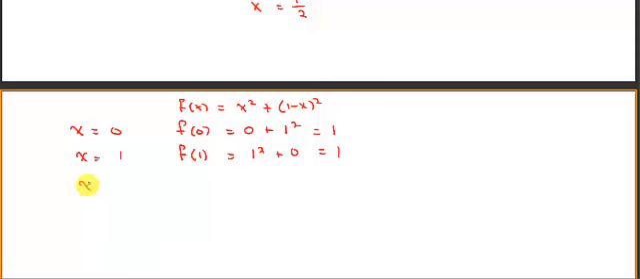And when x is equal to 1/2, we'll have 1/2 squared, which is 1/4, plus 1 minus 1/2, which is 1/2 again, squared is 1/4, and this is going to be 2/4 or 1/2. So the minimum value is what we're looking at right here.